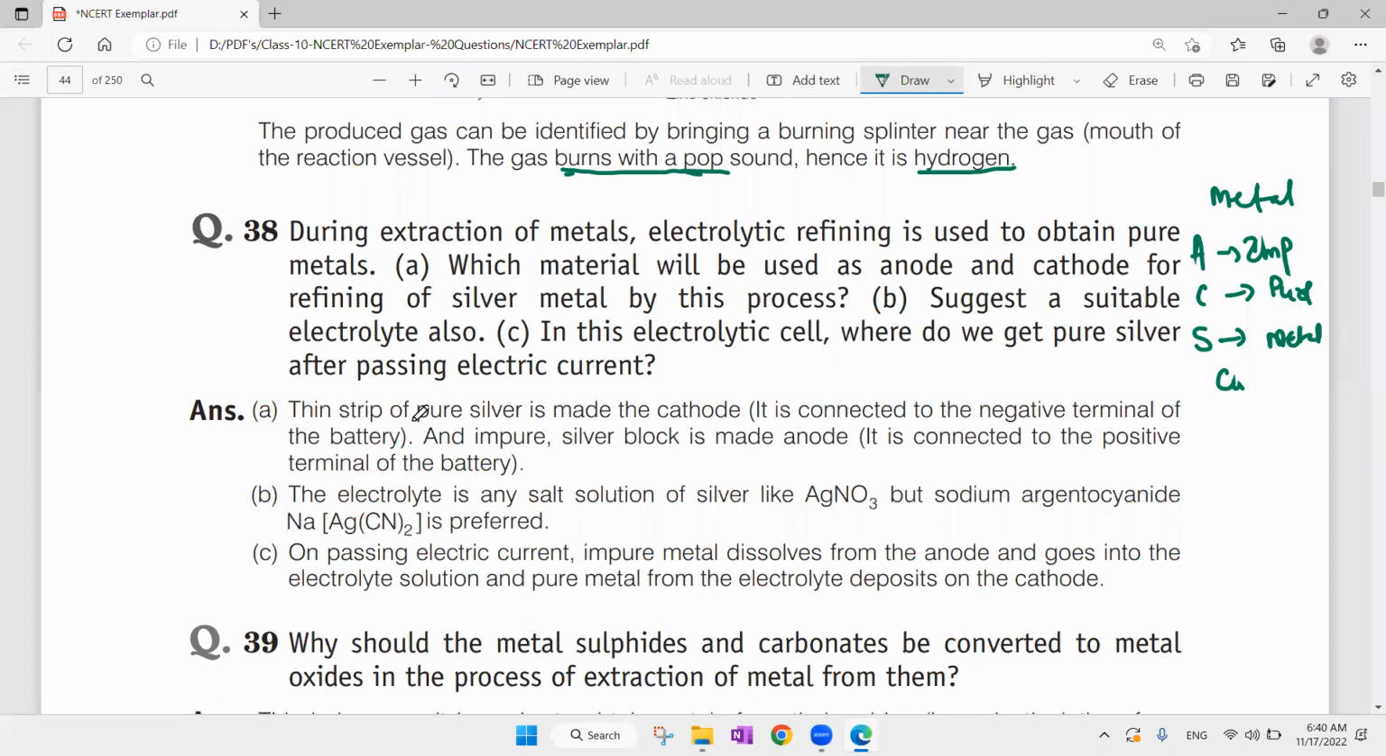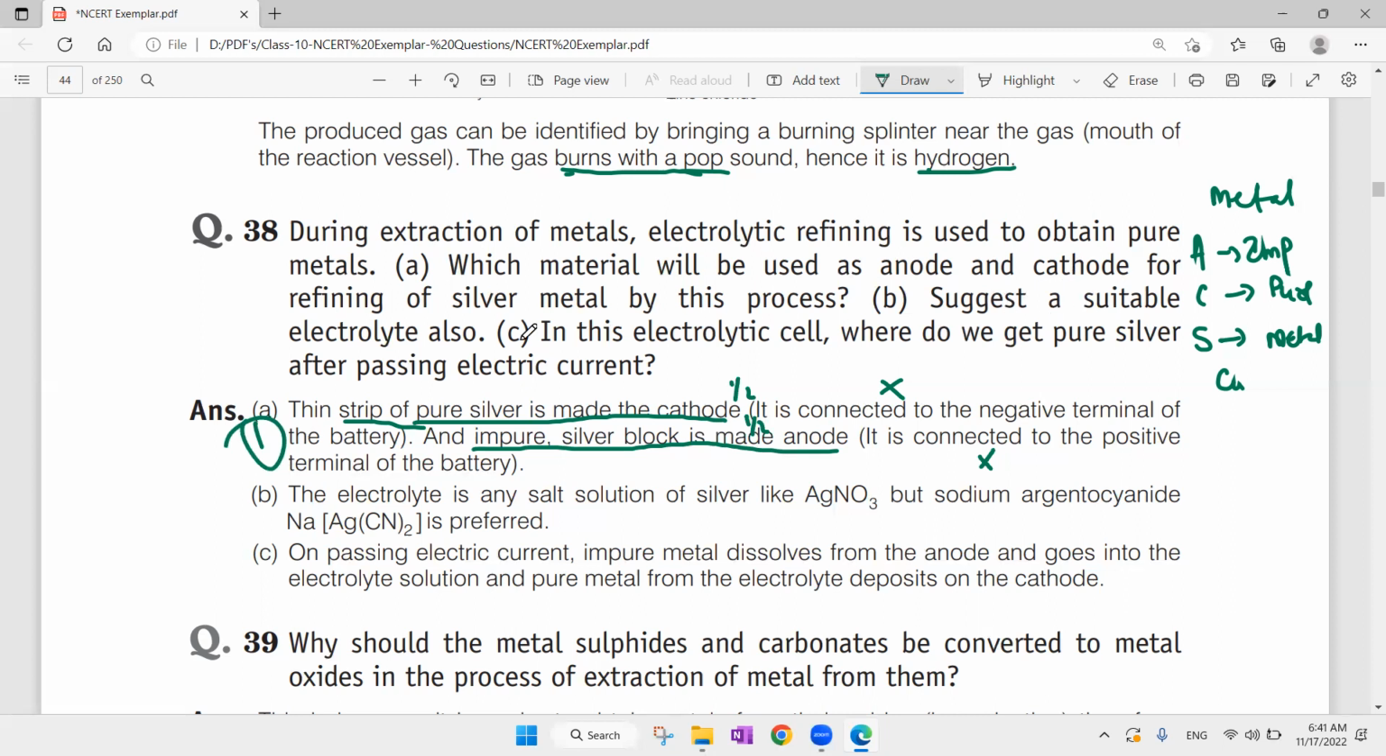The strip of pure silver is made the cathode. That you have to underline. Pure silver, the strip of. It is connected to the negative terminal of the battery. No need to write this. We don't want this. And the impure silver block is made the anode. This you have to write and underline. No need to write that it is connected to the positive terminal of the battery. Done. These 2 points are most important. For this half mark you are going to get, and for this half mark you are going to get. Total 1 mark for this A.